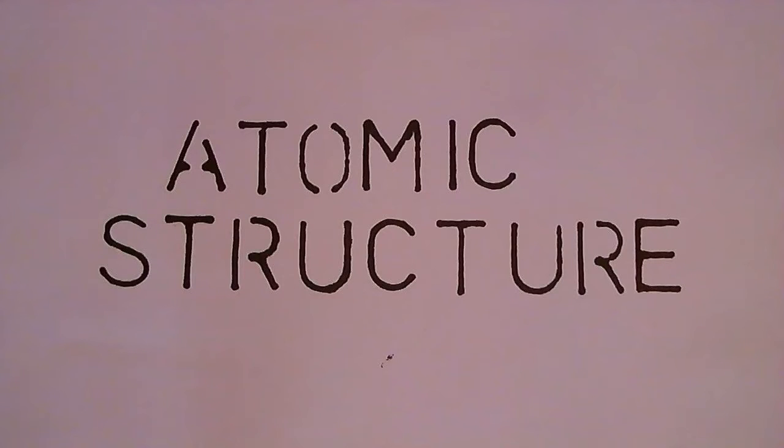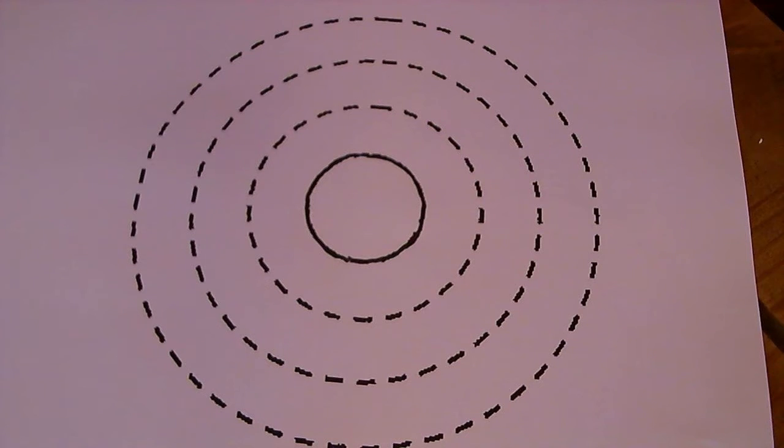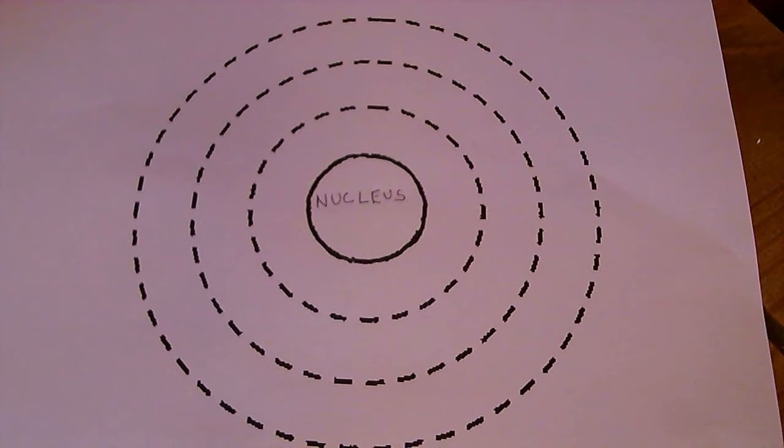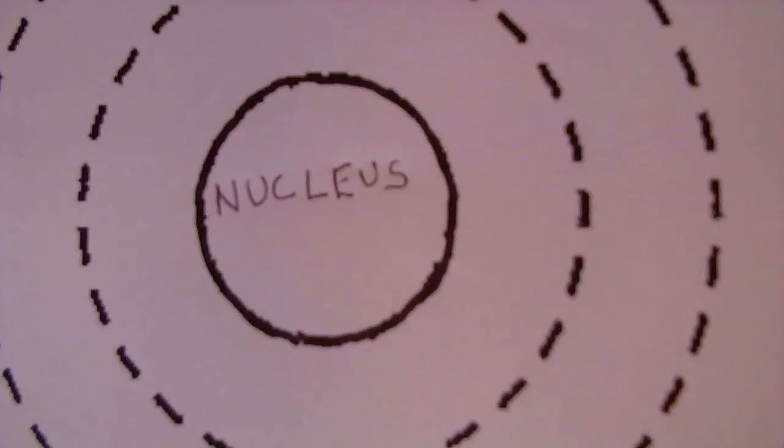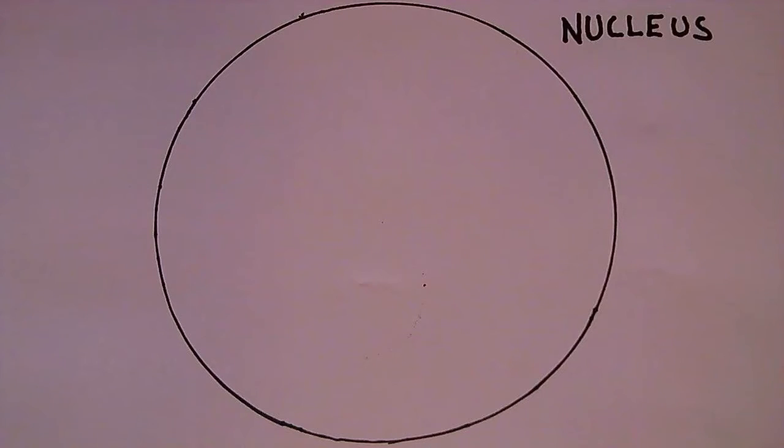Okay, so let's talk about atomic structure. This is an atom. The atom at the middle has a nucleus, which is surrounded by shells. Okay, but before we talk about this, let's take a look at the nucleus. Now, the nucleus contains two main items we need to talk about.